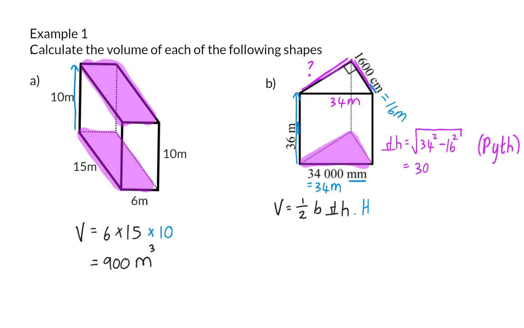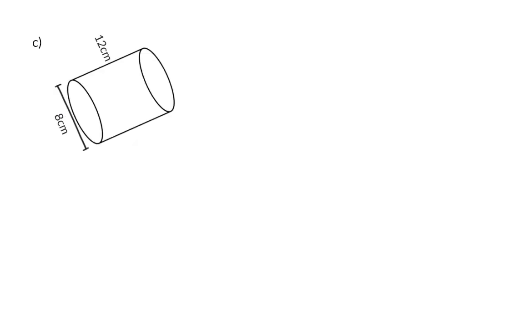That will be our hypotenuse squared minus the other shorter side squared, all in a square root, and this will be 30 meters. So when substituting, we will have a half multiplied with the base side, 16, multiplied by the perpendicular height of 30, and this is multiplied by the height of the prism. So the volume of this triangular prism is 8,640 cubic meters.